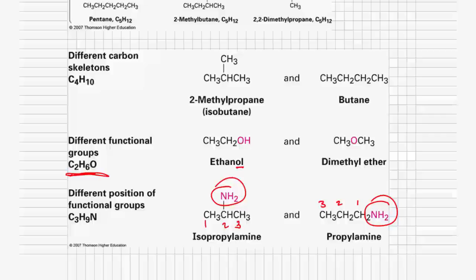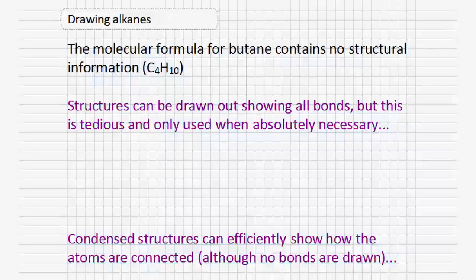So being able to attach them to different places will make different molecules, and those molecules will have similar properties because they're the same functional groups, but they will be slightly different, especially in terms of boiling point or something like that. So let's show you a couple different ways that we draw alkanes. Different methods are handier in different circumstances.